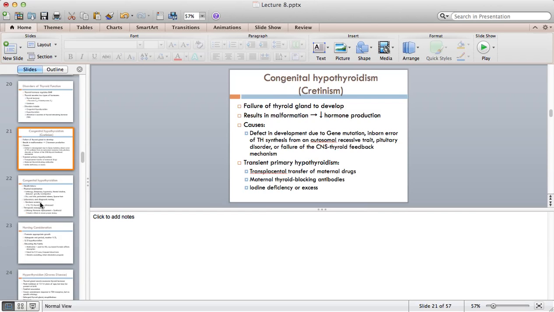Some of the causes that have been identified include any mutation in the gene or inborn errors, or any disorders of the fetal gland, or failure of the central nervous system thyroid gland feedback mechanism to form or to complete. So that can lead to low production of thyroid hormone.